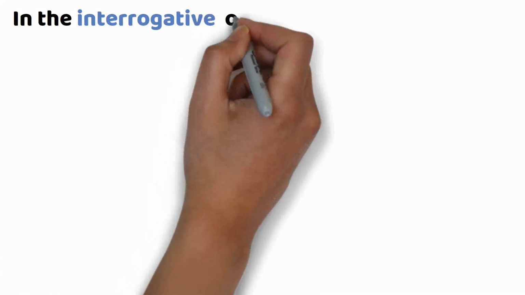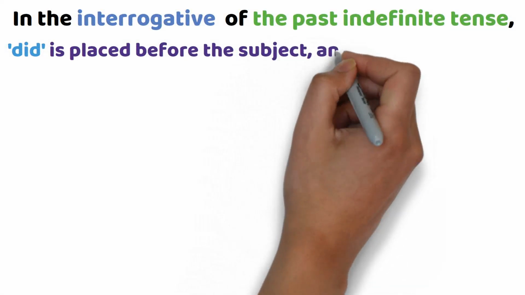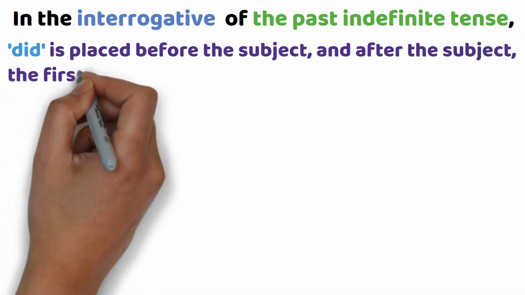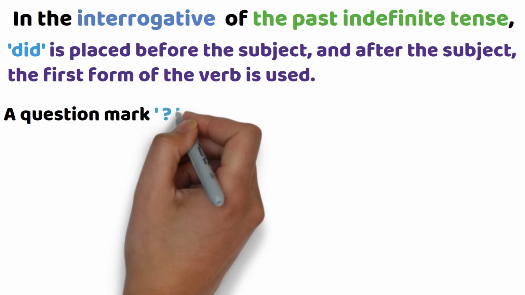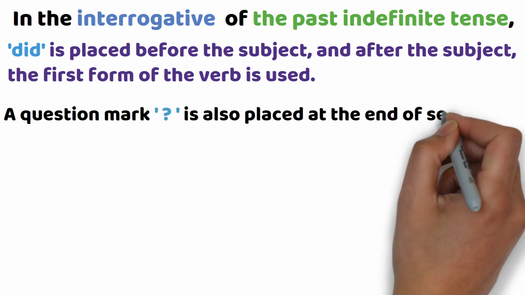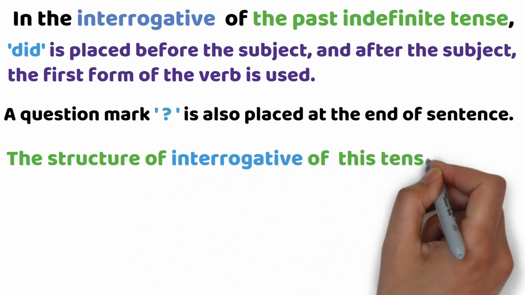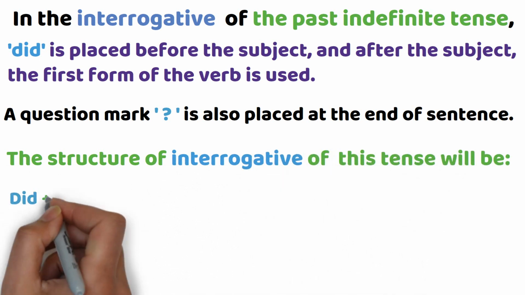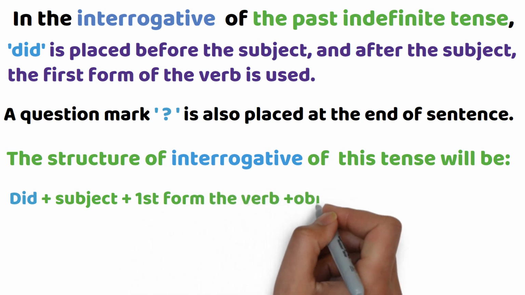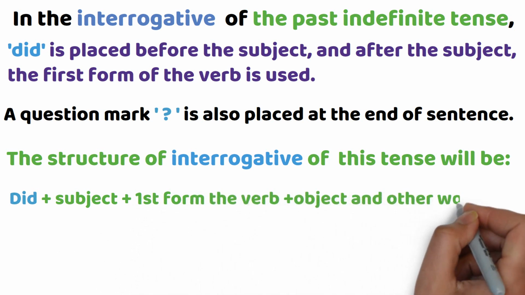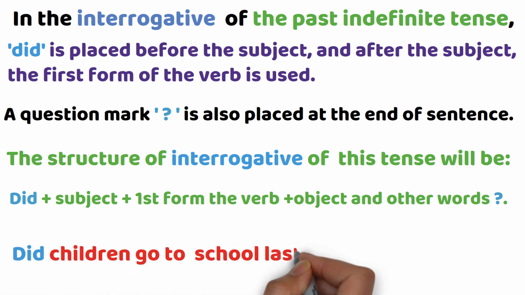In the interrogative of the past indefinite tense, did is placed before the subject, and after the subject, first form of the verb is used. A question mark is also placed at the end of sentence. The structure of interrogative of this tense will be did plus subject plus first form of the verb plus object and other words plus question mark. Did children go to school last Monday?